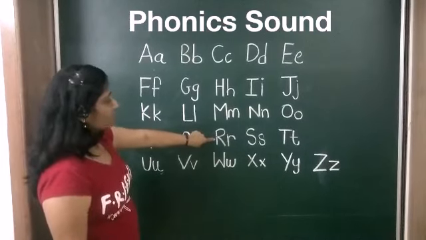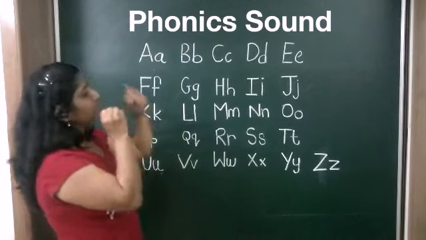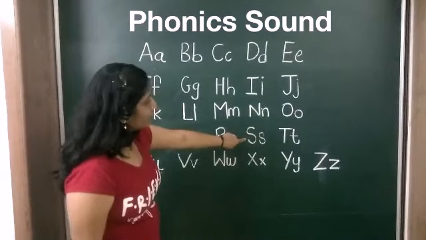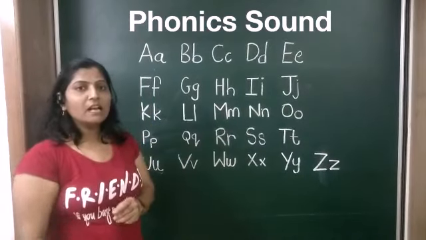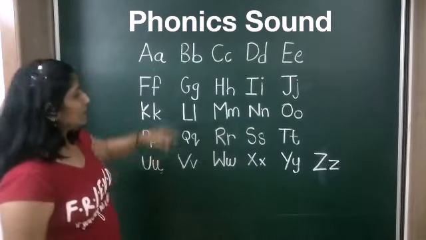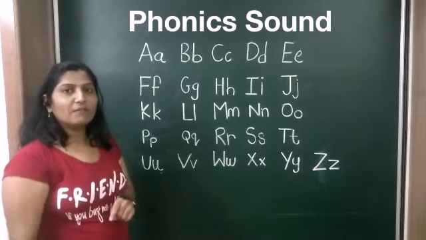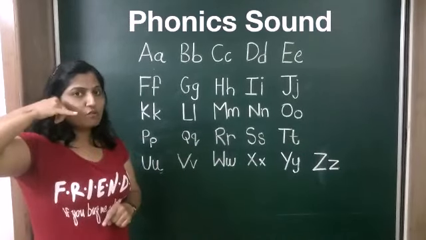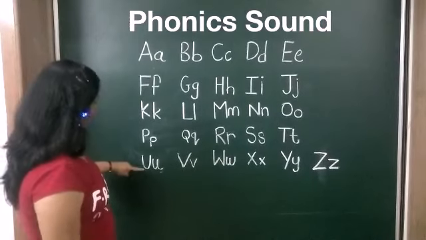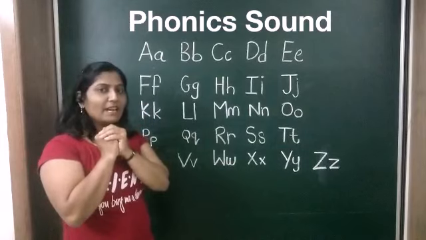R says R for ring. S says S for snake. T says T for telephone. U says U for umbrella.